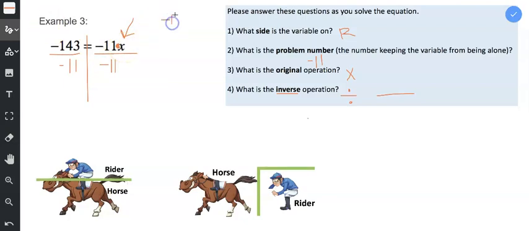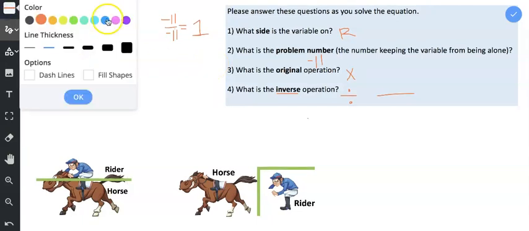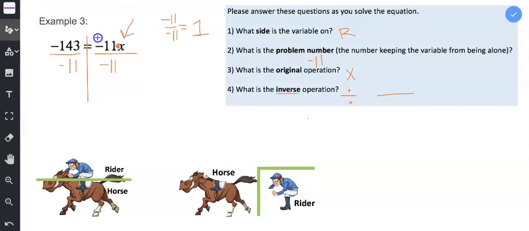Now, negative 11 divided by negative 11 is equal to 1. Recall that anything divided by itself is going to equal 1. So I'll take another color here, and I'm going to draw a 1 through this negative 11 divided by negative 11, and we are left with 1x. This means that we've just isolated x, because remember, the variable is isolated when the coefficient is 1, and there's nothing else on that side with it. Now I need to take negative 143 and divide it by negative 11.